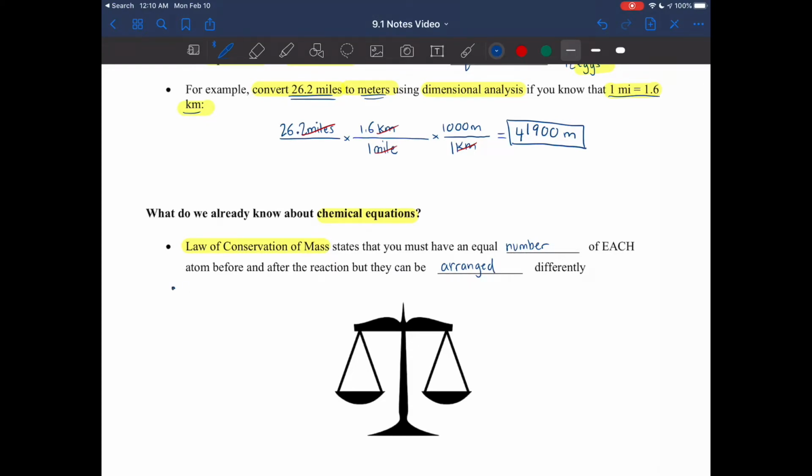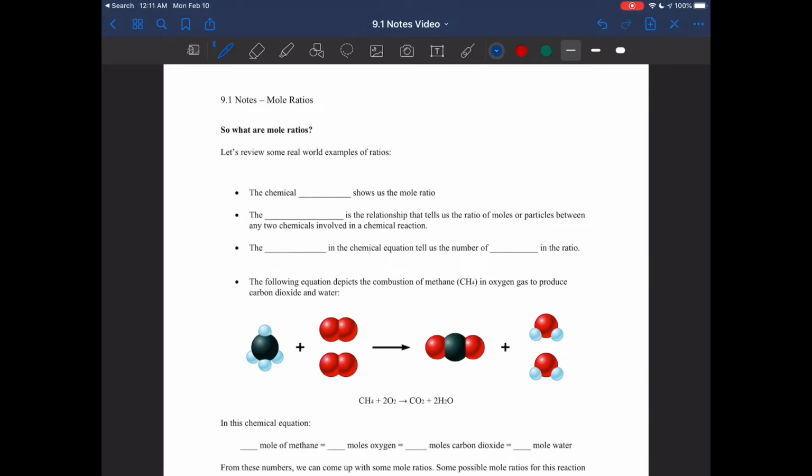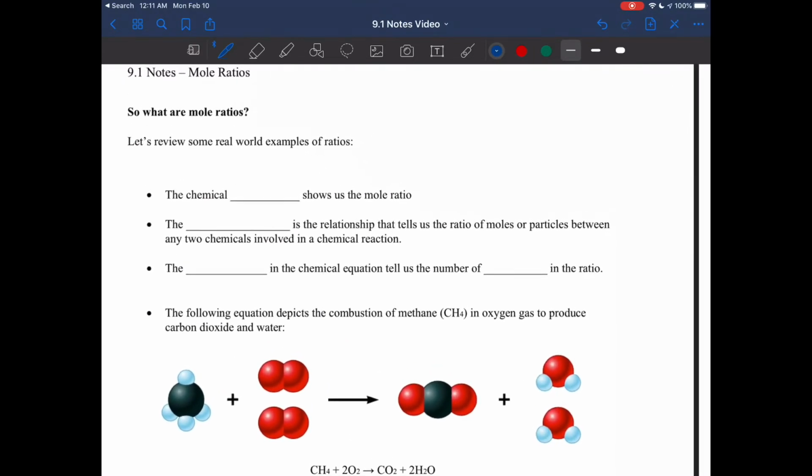We actually saw this in action when we were balancing our chemical equations, just to make sure that the number of each type of atom were equal before and after. So we actually want to make sure that we're always dealing with balanced chemical equations. Otherwise, our calculations that convert between one atom to another don't really make sense.